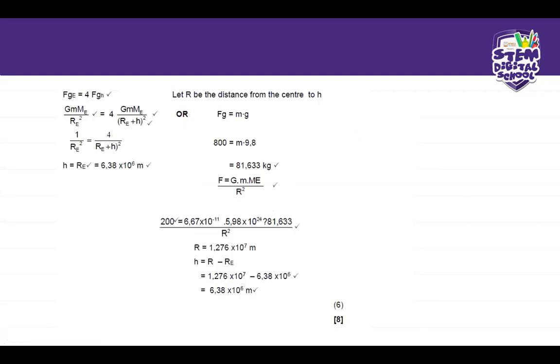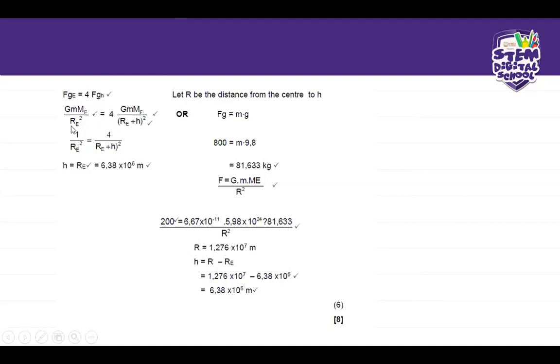So let's move. Now we start with the force of gravitation of the Earth, which is equal to 4 times FGH, right? Remember we said it's a quarter, so it's 4 times when you take the 4 to the other side. Okay. So now you put your equation, which is your G M ME divided by RE squared, which is just what we've explained. Remember that this is the equation according to the definition of gravitation, the law of universal gravitation. Okay. And then we do the same thing on the other side.